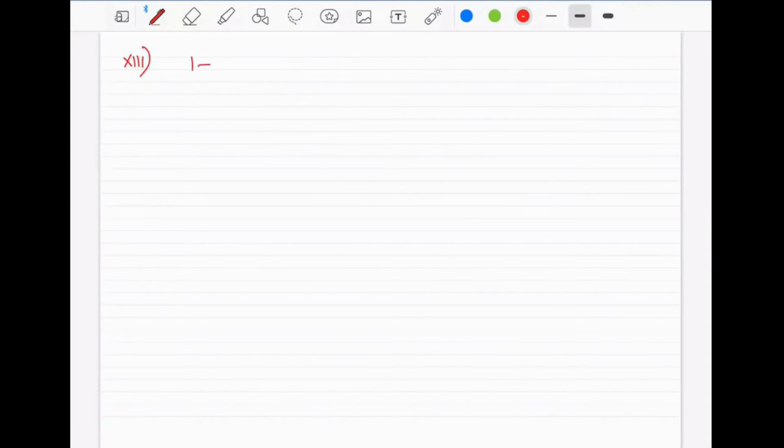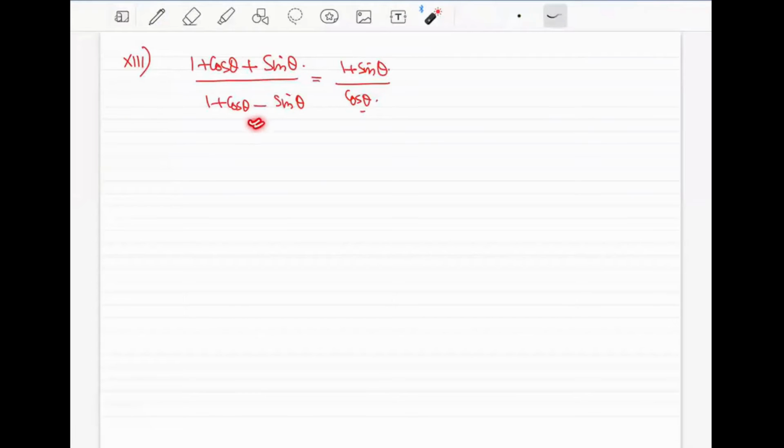So, Roman number 13. Look it up. We have got (1 plus cos theta plus sine theta) by (1 plus cos theta minus sine theta). This you have to show is equal to (1 plus sine theta) divided by cos theta. In order to prove this, first of all, you need to remember the concept of rationalization.